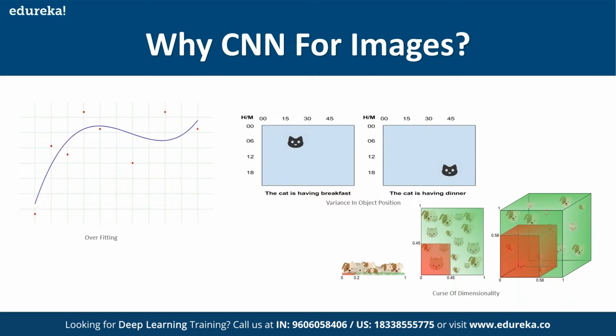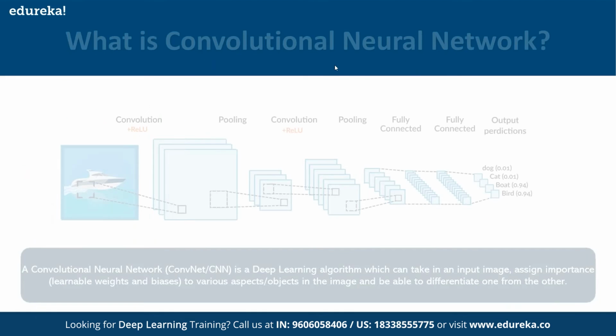In order to process image data in an efficient manner, we make use of a special architecture called CNN, that is convolutional neural network. To help minimize this curse of dimensionality, we make use of special layers, the convolution layers, which help us analyze the data in an efficient way. This series of convolution layers along with the dense layer, in total, we call a convolutional neural network.